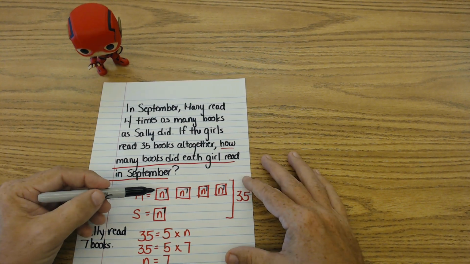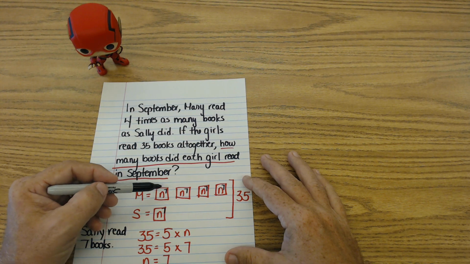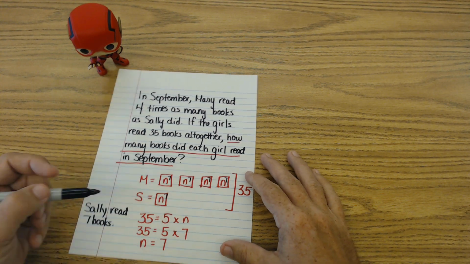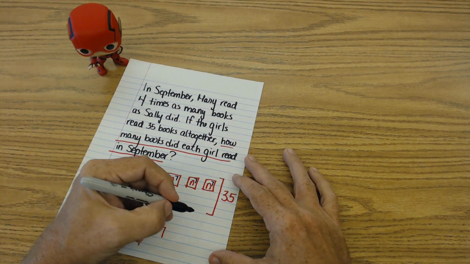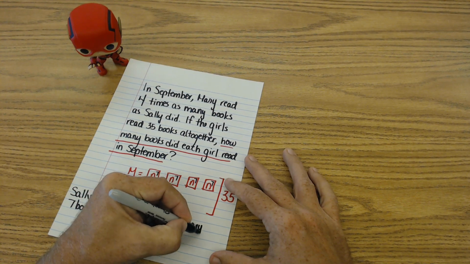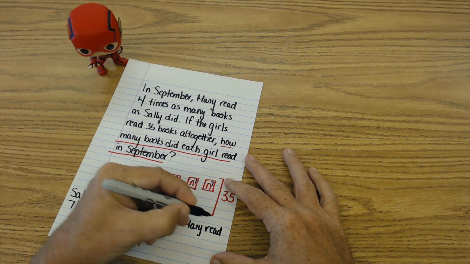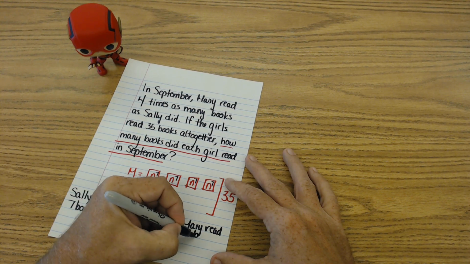And then we look at Mary. Mary read 4 times that. 7, 4 times would be 28. Mary read 28 books.